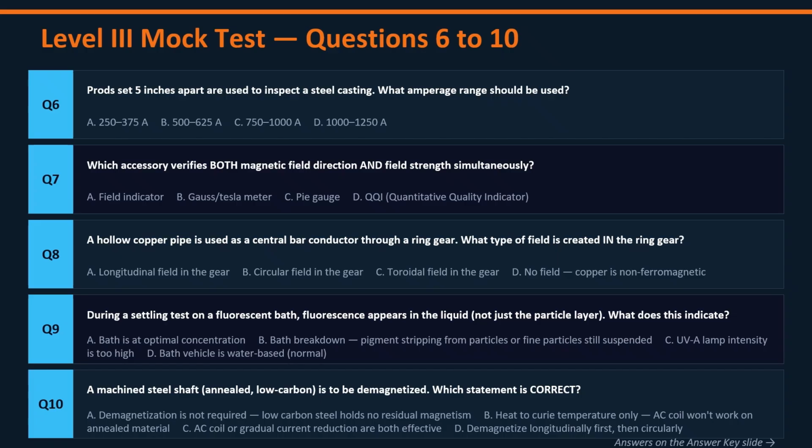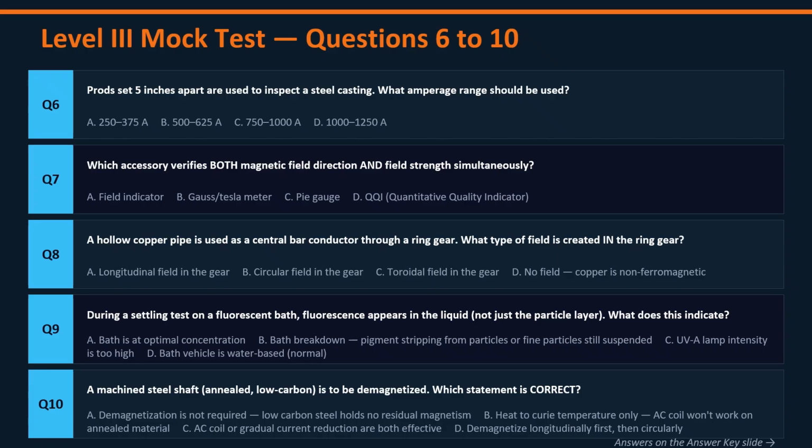The central bar conductor question is a classic conceptual trap. The conductor itself may be non-ferromagnetic, but current through it creates a circular magnetic field that magnetizes the surrounding ferromagnetic ring. The field type is determined by the current arrangement, not by the magnetic nature of the conductor. Fluorescence throughout the settling test liquid is a warning that the bath may be degraded or contain very fine suspended particles. It is not evidence of a perfectly conditioned bath.